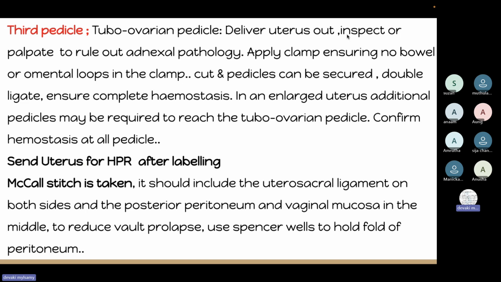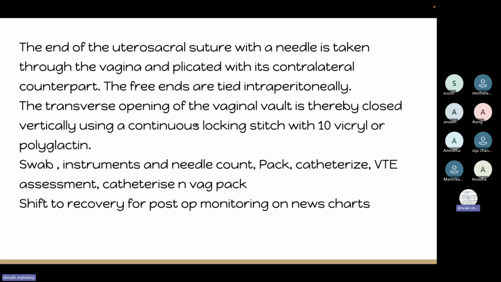McCall stitch is taken at this point after confirming hemostasis at all the pedicles. It should include the uterosacral ligament on both sides and posterior peritoneum and vaginal mucosa in the middle to reduce vault prolapse. Here we can use Spencer Wells forceps to hold the fold of peritoneum to get incorporated in the McCall's stitch. At the end of the uterosacral suture, the needle is taken through the vagina and plicated with its contralateral counterpart. The free ends are tied intraperitoneally.